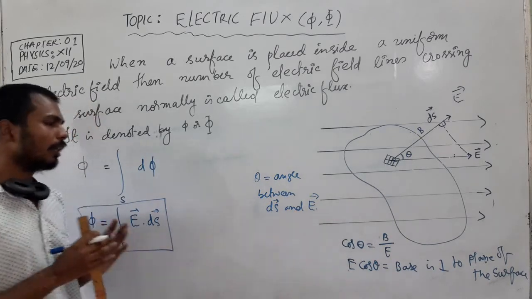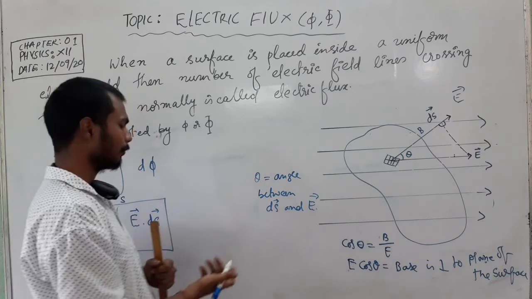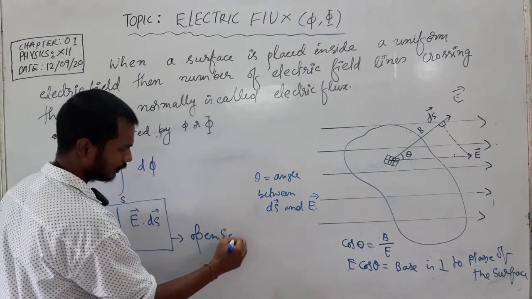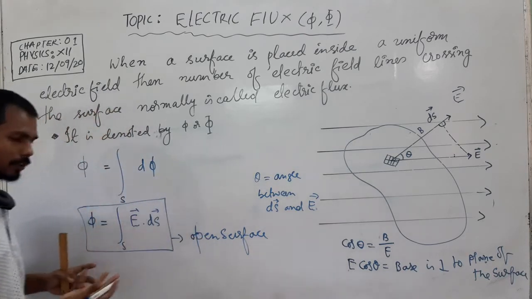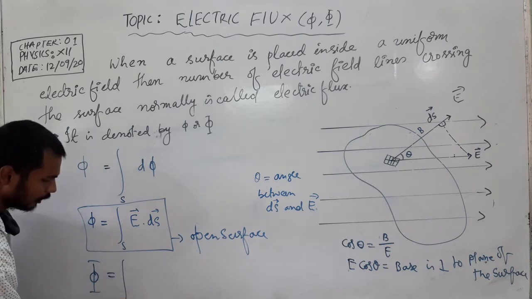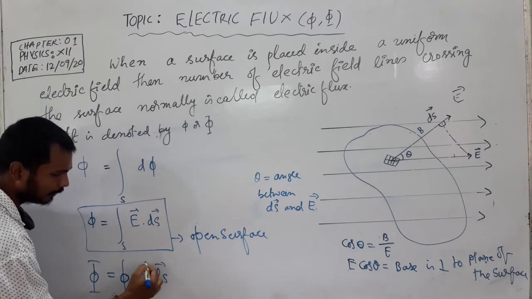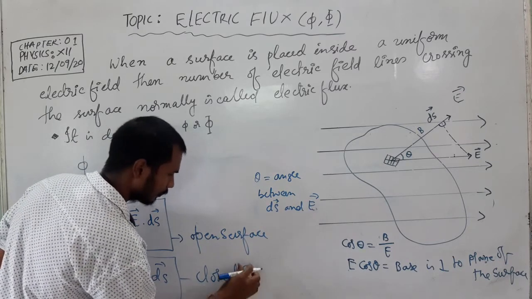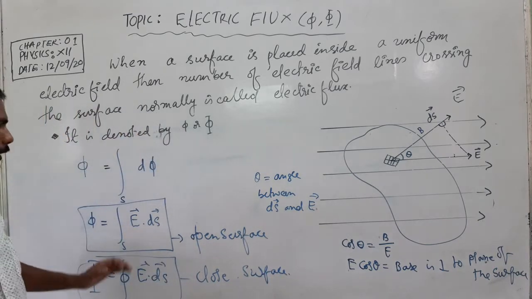Got it? Now, if the surface is a closed surface, then what is the formula of electric flux? This formula is for an open surface. Now, if the surface is closed, then you have to use capital phi is equal to the closed surface integral of E dot ds. Clear? This is for a closed surface. So this is about electric flux.